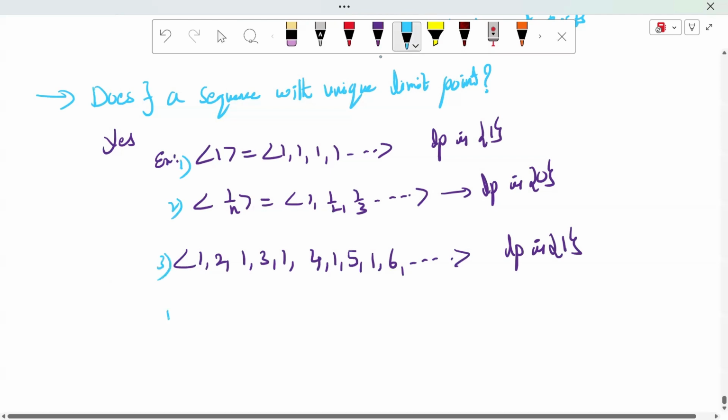For example, the sequence Sn is equal to 5n plus 3 by 7n plus 4, sir. What is the limit point, sir? This sequence's limit point is 5 by 7. It is the unique limit point.